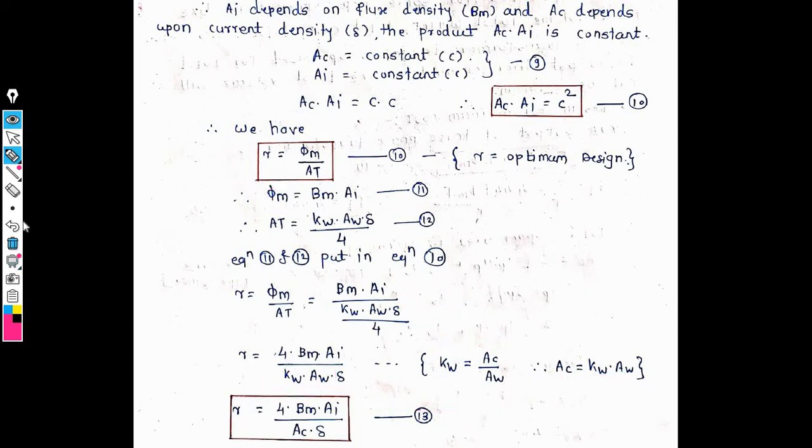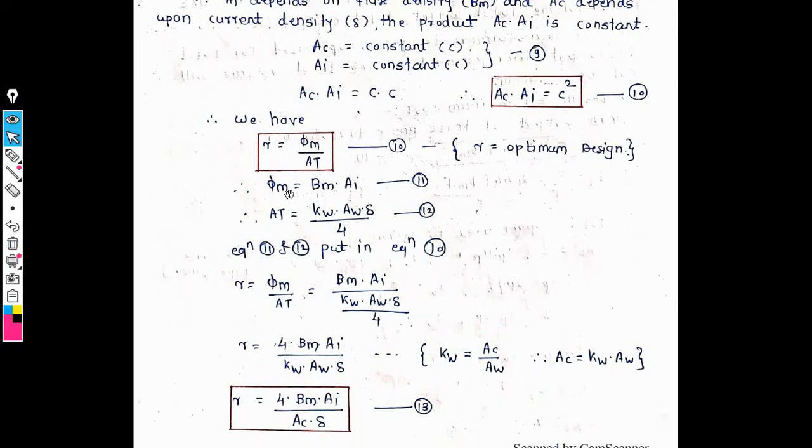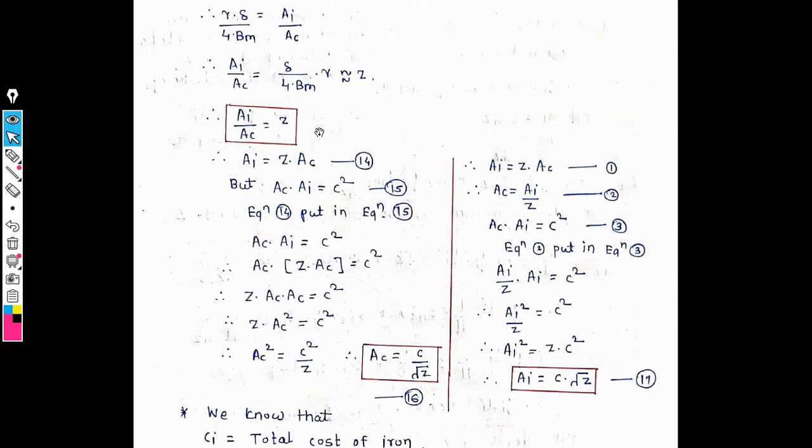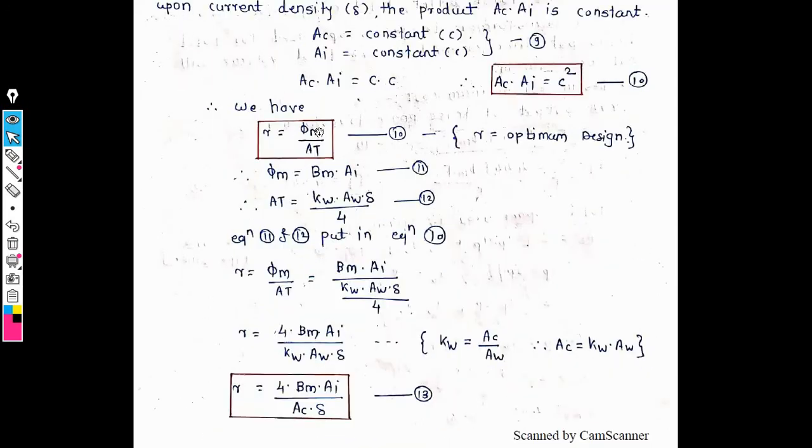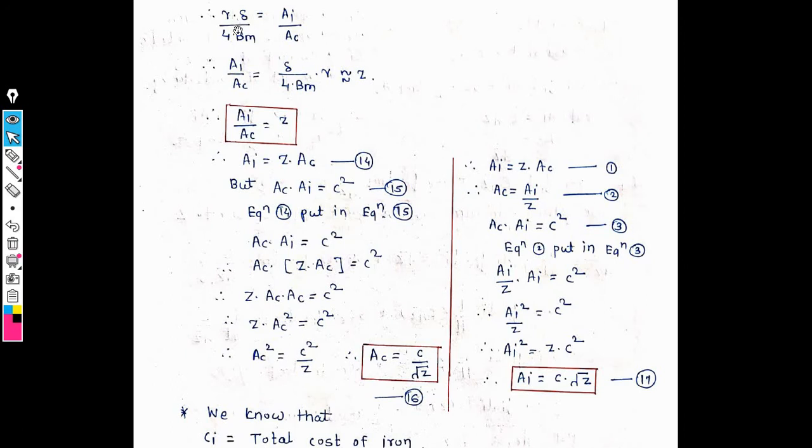Now we also need the next parameter. We have to arrange the equation for AI upon AC. The next equation is R into sigma upon 4 into Bm is equal to AI upon AC. That means we have the ratio of net iron area upon area of copper. These two values are very important for designing the parameters of a transformer, and also for finding the minimum cost of the transformer.